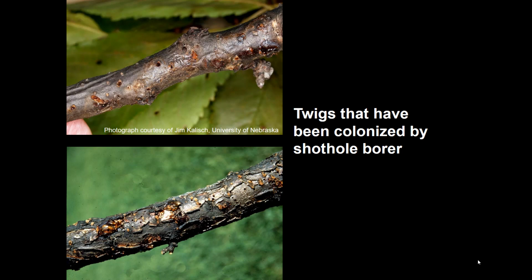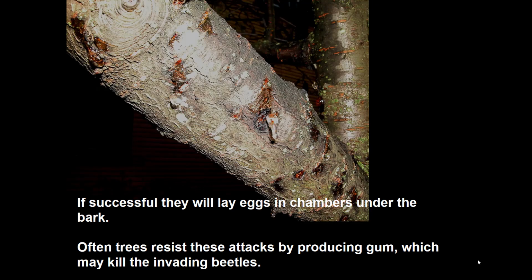These are examples of twigs that have been colonized by shot-hole borer. You can see the little holes. Sometimes there might be ooze coming from these holes as well. If it's a stone fruit, Prunus, those always will ooze if you have some kind of wound. So, if successful, underneath the bark there will be eggs laid in chambers, and then the eggs will hatch and the larvae will try to develop.